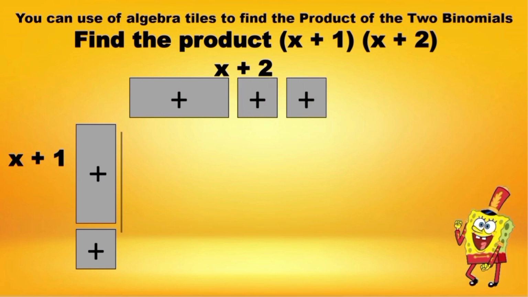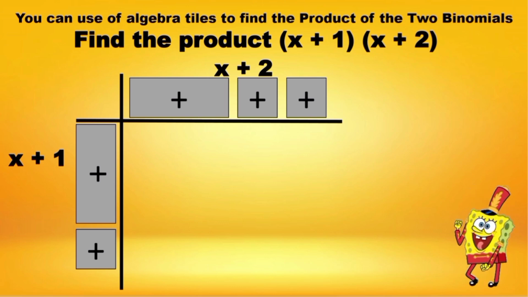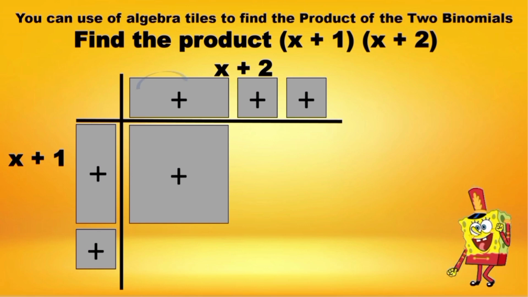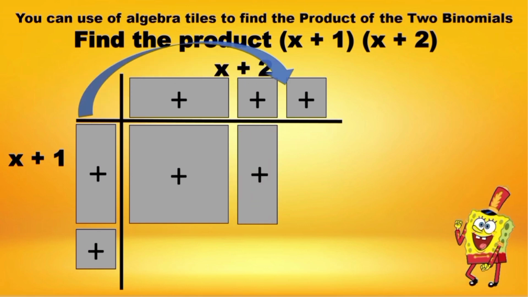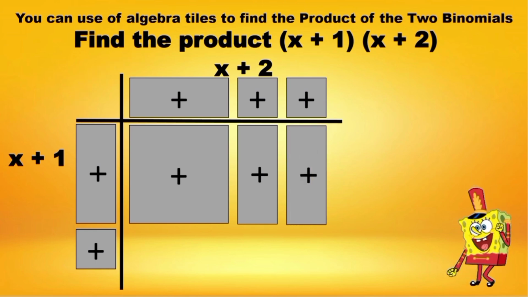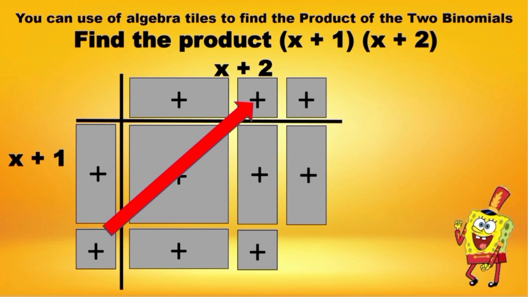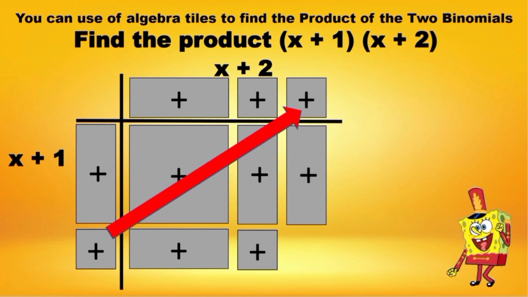Now let's multiply. X times x is equal to x squared. X times 1 is positive x. Now we have x times 1. That is positive x. Now let's proceed with the second term. Positive x times positive 1. That is positive x. Then we have positive 1 times positive 1. Positive 1. Then positive 1 times 1 is positive 1.